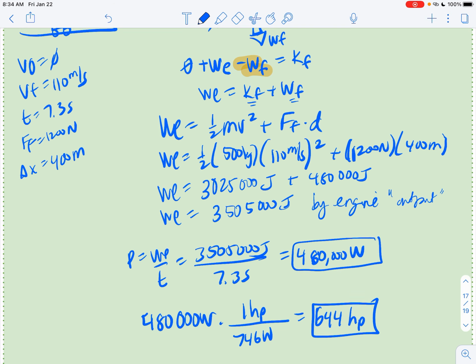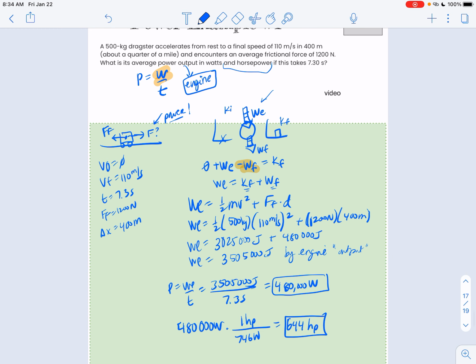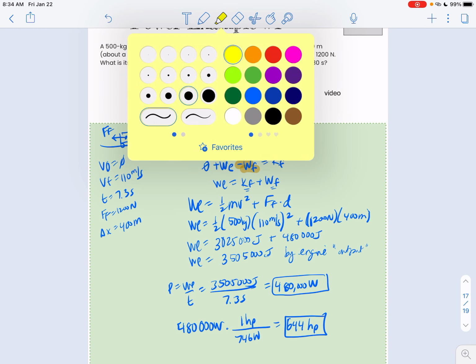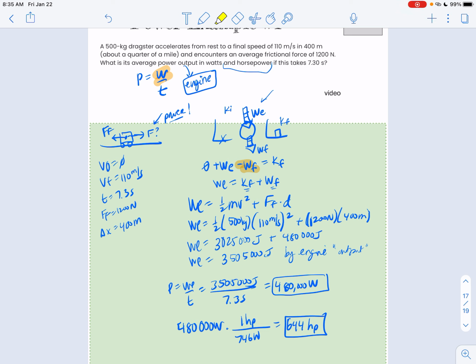This is also a pretty common thing you might do. When solving a power problem, you may do some kind of conservation of energy to find whatever work they're asking for. It might be the overall work, the work by friction, or the work by the engine. But usually when they say power output, they're talking about the power produced by the device or the car.